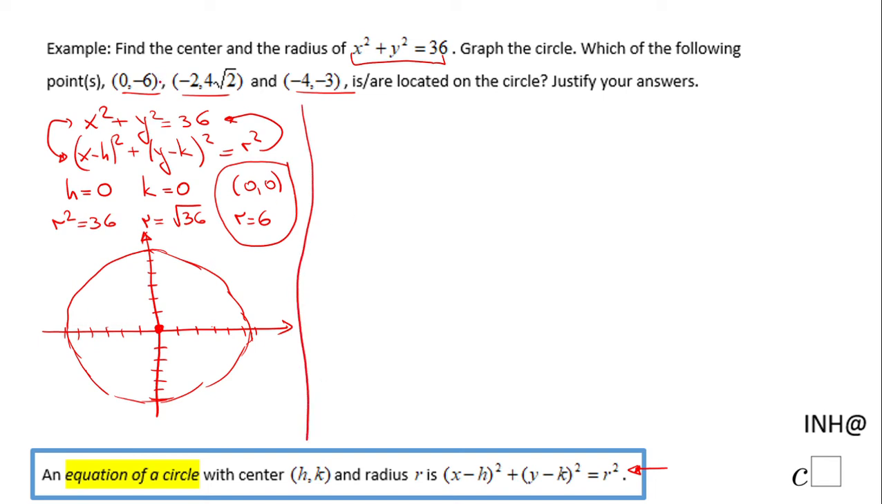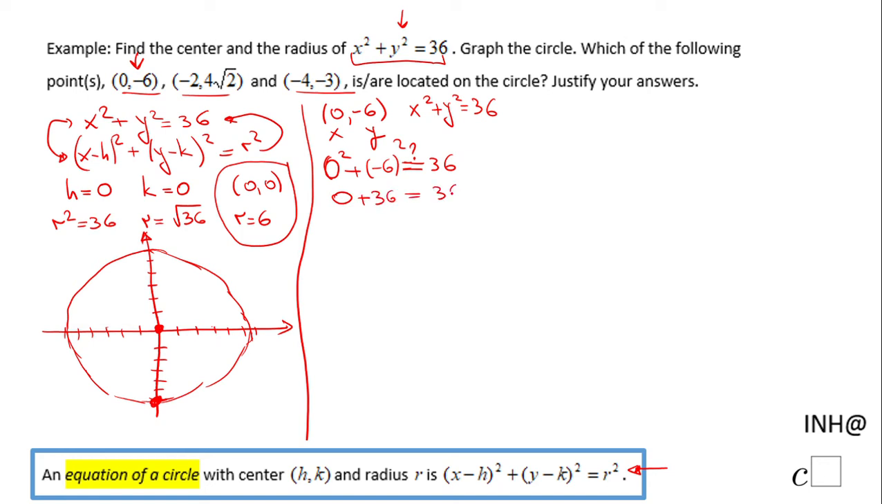But now let's go to the second part, and we are asked to see if any of these points is on the circle. I'm going to start with (0, negative 6). And in fact, you can notice that point is right here. So we can say yes, but the way you do it is this is x and this is y, and you plug it into the equation x squared plus y squared equals 36. So we're going to have 0 squared plus negative 6 squared. And does that equal 36? We can put a question mark here. And the answer is yes, because we have 0 plus 36, and that is 36. So in this moment, we know this point is on the circle.